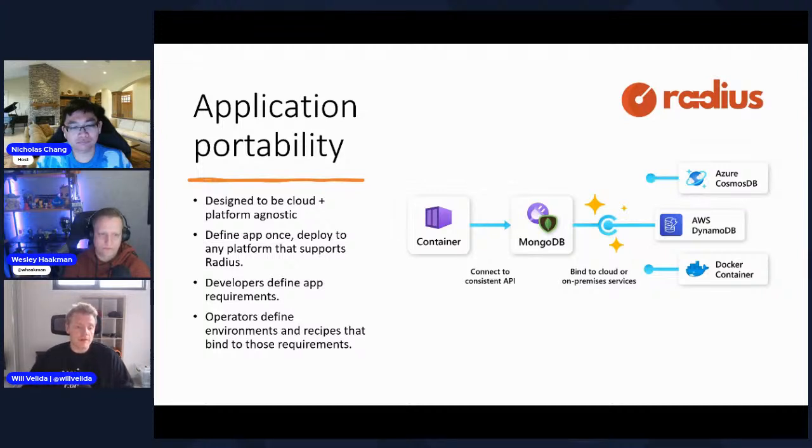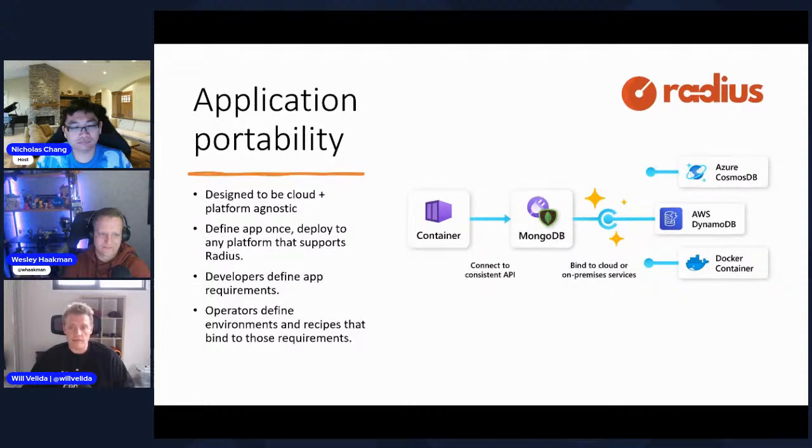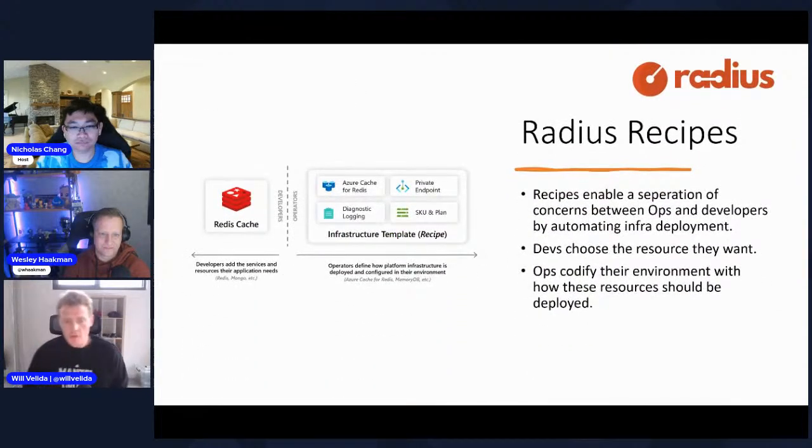Now, I've used the word recipes there, and this is a pretty fundamental concept in Radius. So what Radius recipes are, they are essentially a separation of concern between IT operators and developers by automating infrastructure deployment. So developers, when they're developing their application, will select the resources that they want in their application. So they may need a state store, they may need a cache, they may need a message broker. And what platform engineers will do is they'll codify within their environment how these resources should be deployed and configured.